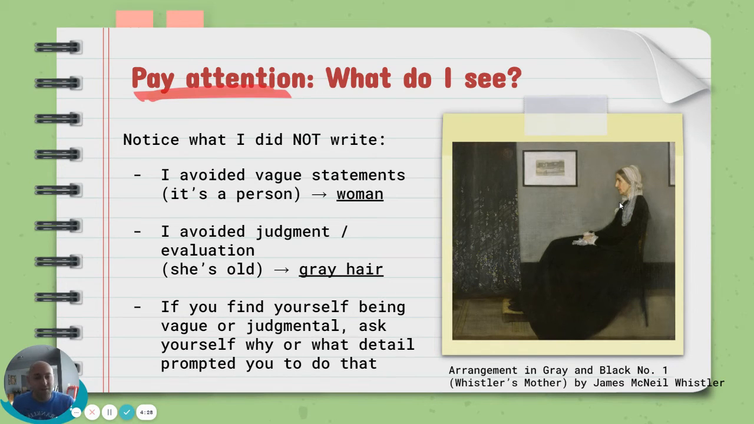And if you're being vague, think about what details you can put in there, right? Oh, it's a person. Okay. More specific. It's a woman.